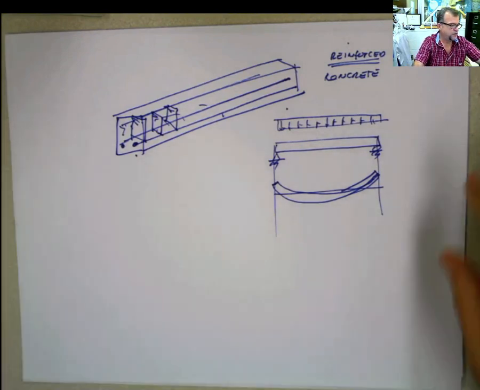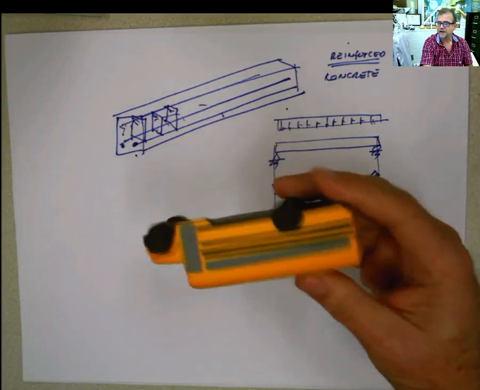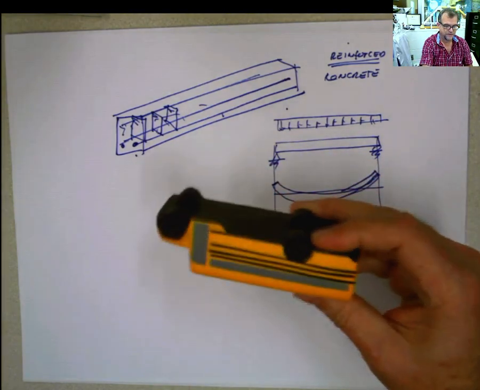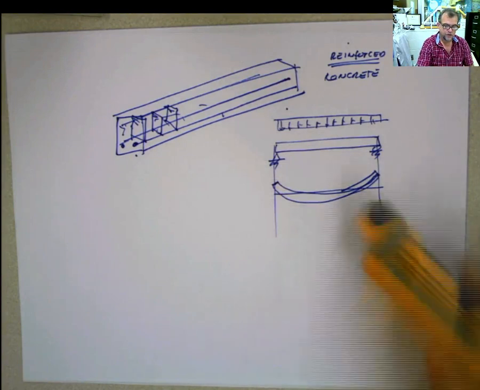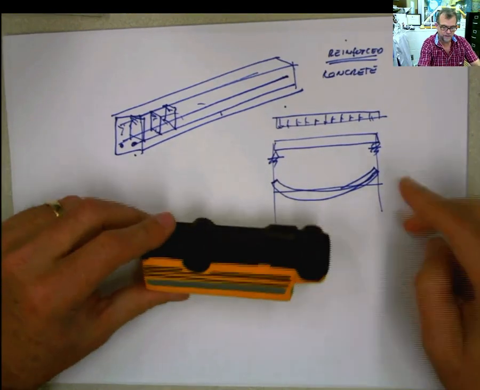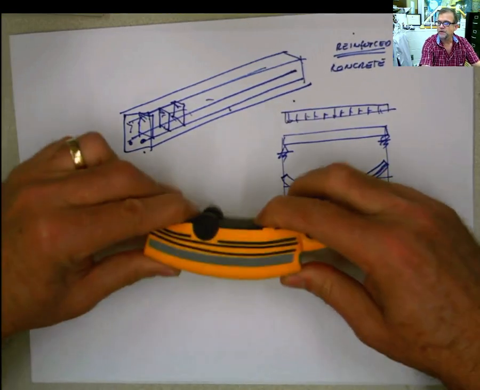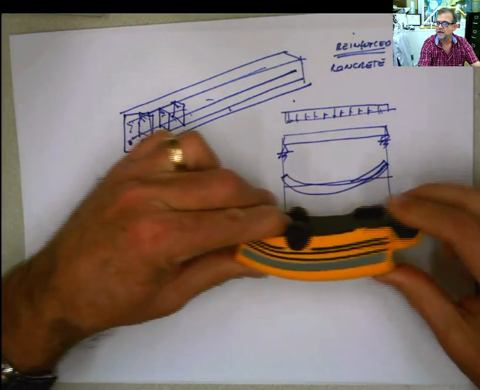I'm going to use something that I found here in my office. This little bus is made out of foam, but it's going to help me explain what is happening with that beam. So if you have this beam, and I apply the load here, that's what's going to happen to that beam, right? Exactly what I'm saying there.